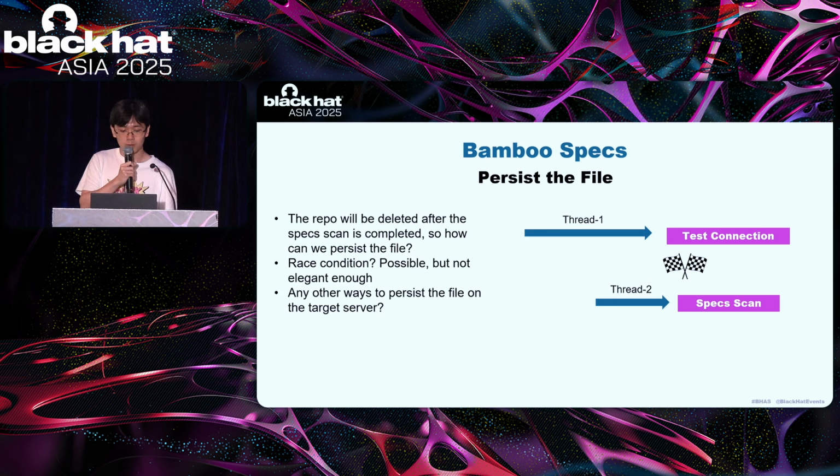The second problem is that the repo will get deleted after the Specs scan is completed. So how can we persist this file? Race condition is a simple idea, but it's not elegant enough. You need to race two threads continuously. So are there any other ways to persist this file on the target server?